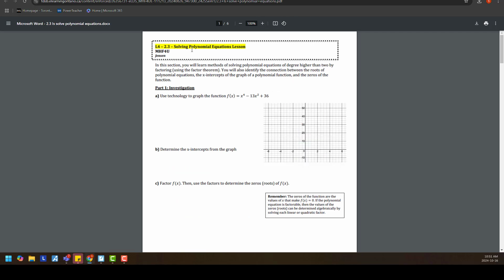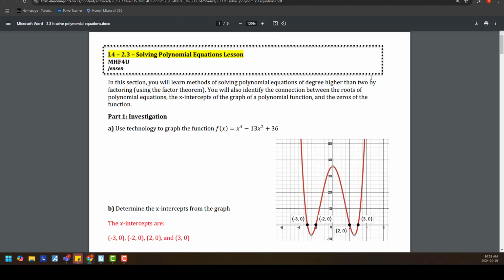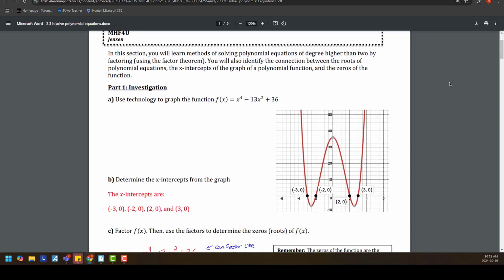So today's lesson is all about solving polynomial equations. In this section, we'll learn methods of solving polynomial equations with a degree higher than 2 by factoring using the factor theorem. We'll also identify connections between the roots of polynomial equations, the x-intercepts of the graph of a polynomial function, and the zeros of the function.